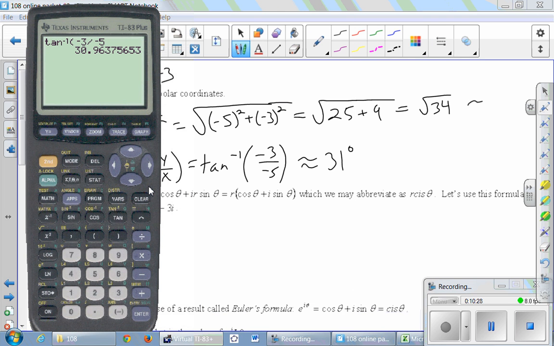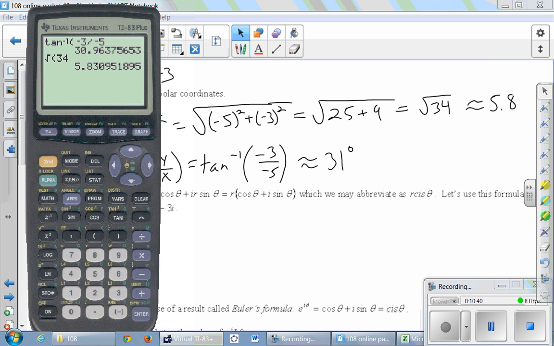And then let's get a decimal here, something like 5.7. Let's see, square root of 34, 5.8. Okay, so what does that mean? Well, let's go back. So 5.8 and 31 degrees.